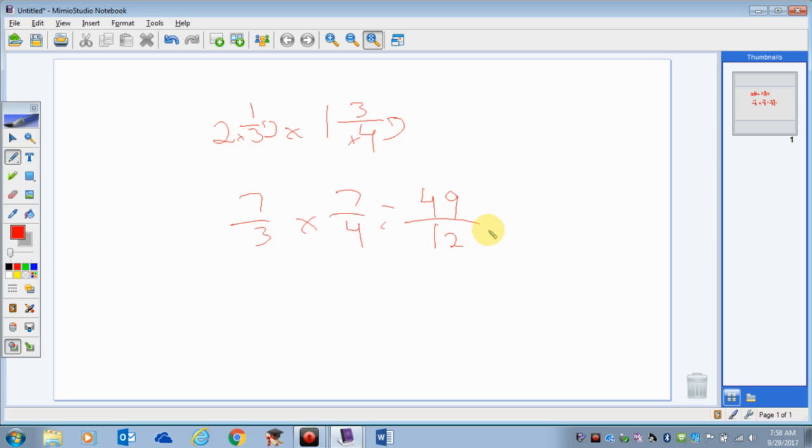I do not want my answer as an improper fraction though. So at this time I have to change this improper fraction back to a mixed number. To do that, which we've done before, you see how many times the denominator will go into the numerator. I know 12 will go into 48 4 times evenly. So 12 will go into 49 4 times with 1 left over. So 4 is my whole number. 1 is my numerator. 12 is my denominator.